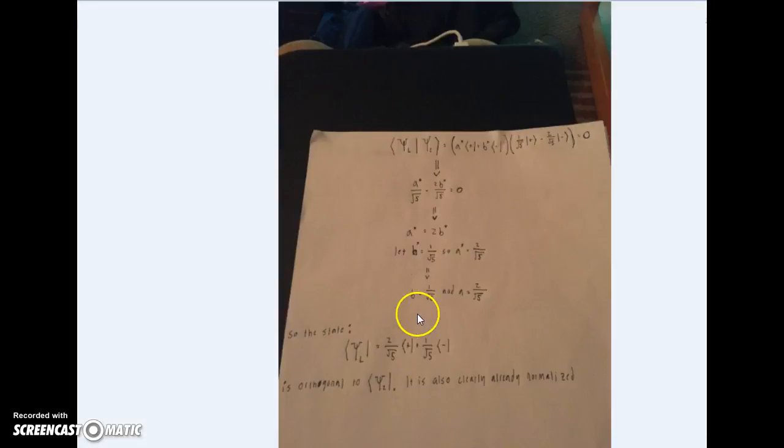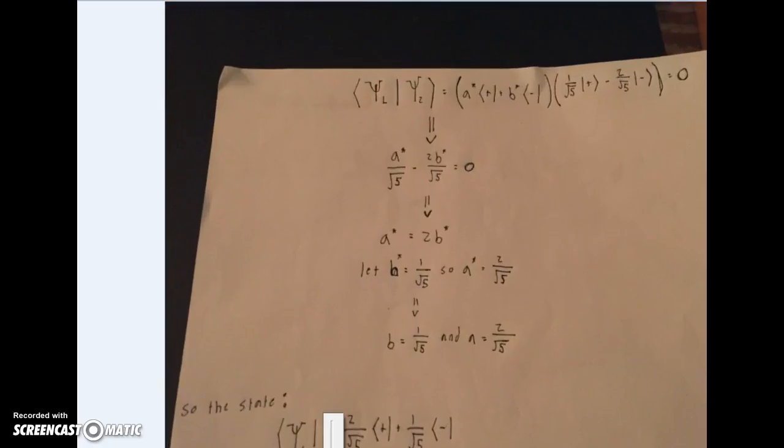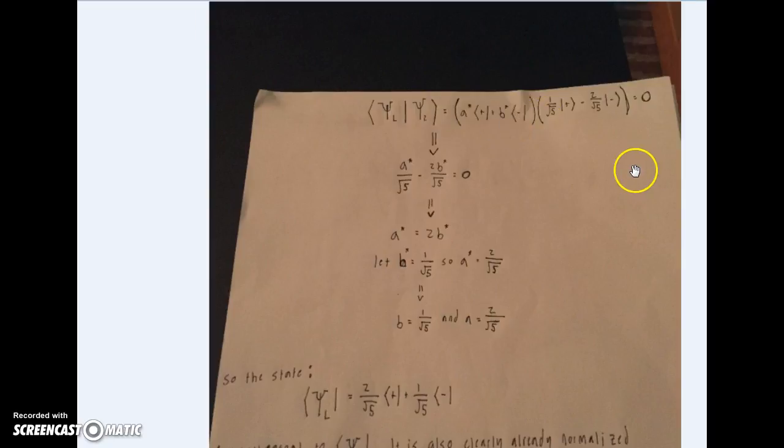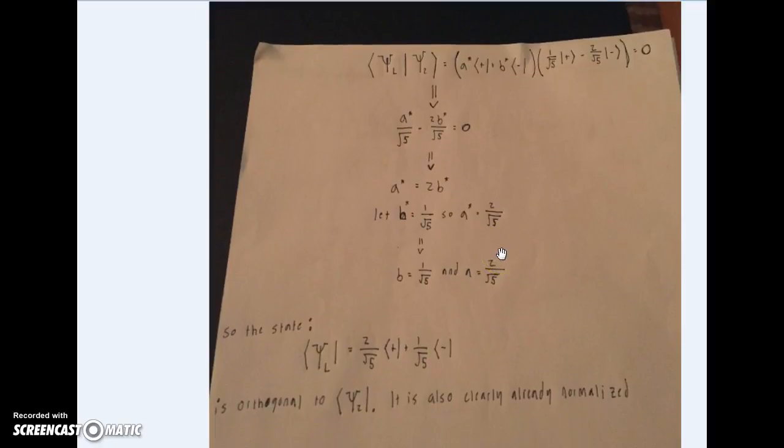Here's my calculation for psi2. Again, I multiply it by the general vector and get a relationship between A and B. Since this relationship is much simpler than the one we had for psi1, just A star equals 2B star, I saw a chance to cleverly pick B so that I'll already have a normalized vector and won't have to normalize it. And that's what I did. I just picked 1 over root 5 and 2 over root 5, which is clearly unit length. I don't think there's any need to show that dotted with itself is 1.